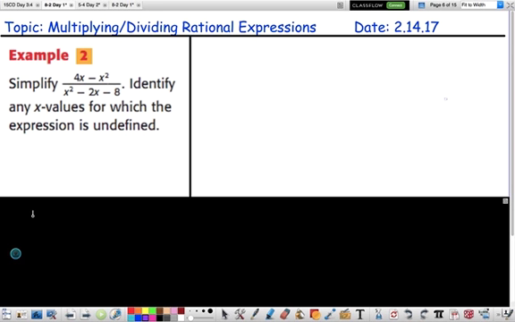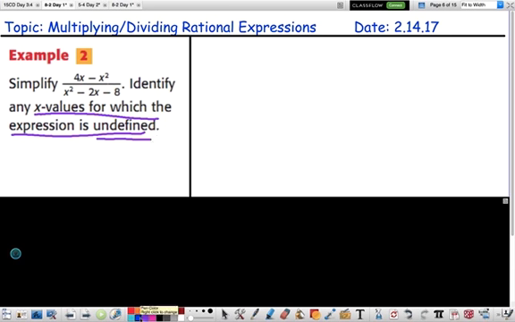Okay, so here's our example. Let's do one of these. Simplify 4x minus x squared divided by x squared minus 2x minus 8. So simplify that and also identify x values for which the expression is undefined, which is the key vocab word. You need to know what I mean when I say that.